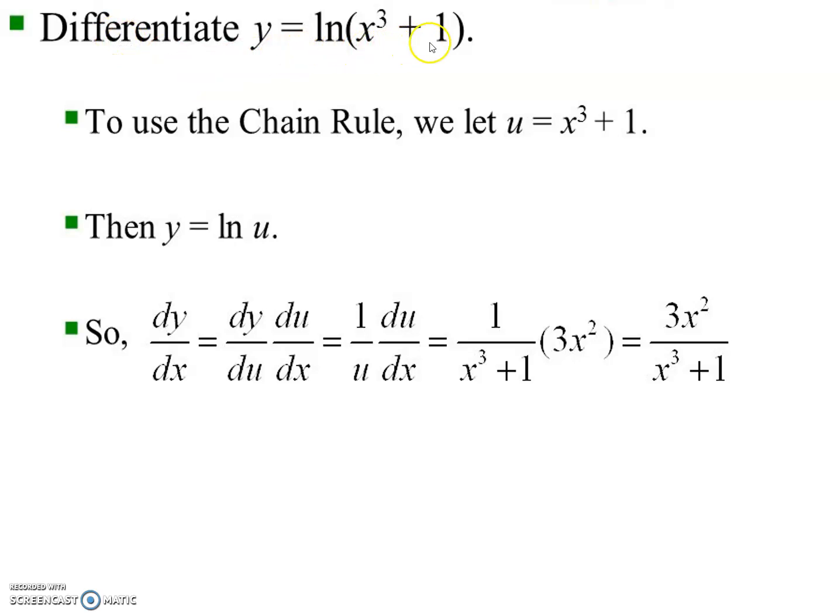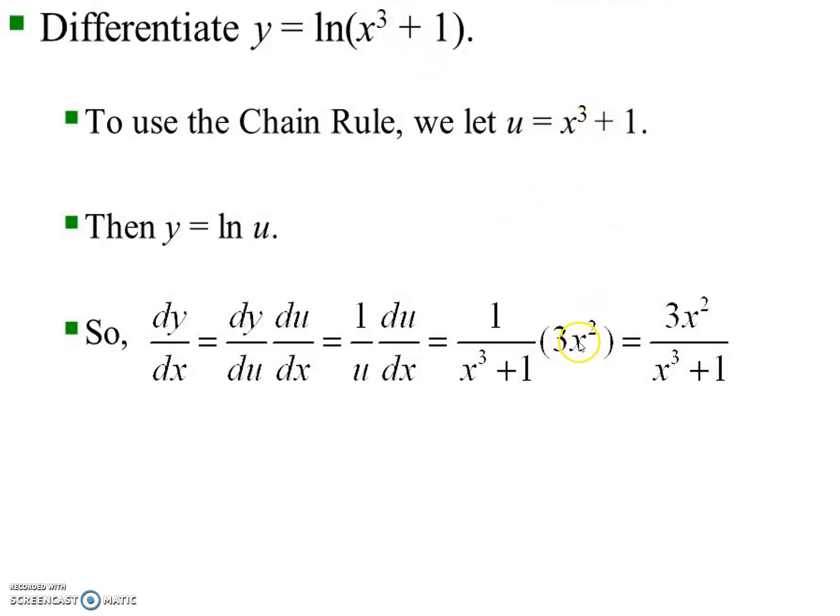Differentiate y is equal to ln of x cube plus 1. To solve this, the chain rule is applied. We have to apply the chain rule, or we can solve directly. We know that the derivative of ln of f of x is 1 upon f of x into derivative of f of x. Instead of this, we can take u is equal to x cube plus 1. Then y is equal to ln of u. So dy by dx is equal to dy by du into du by dx. What is the derivative of y? That is 1 upon u into du by dx. So 1 upon x cube plus 1 into derivative of f of x, that is u.